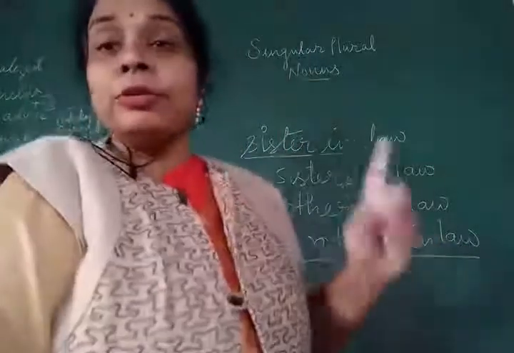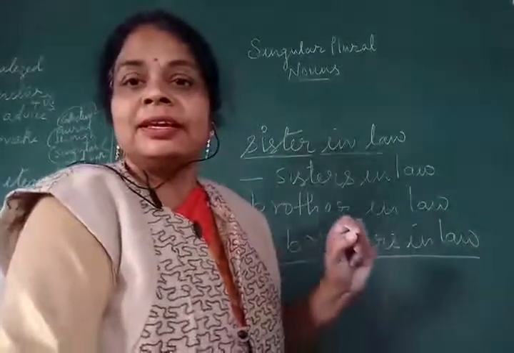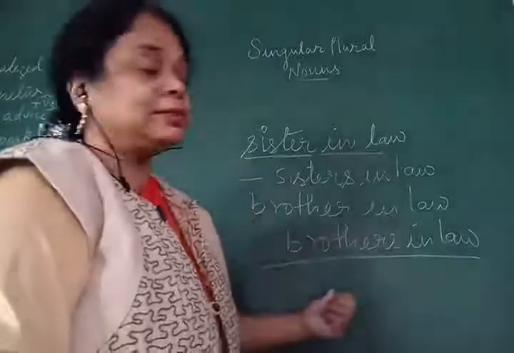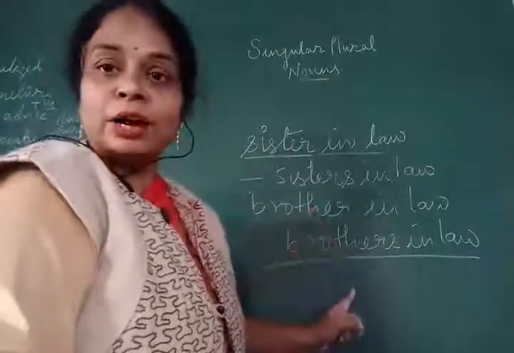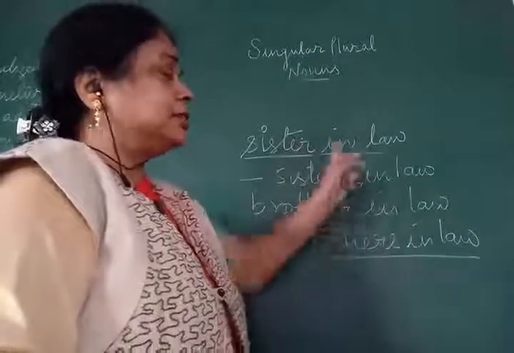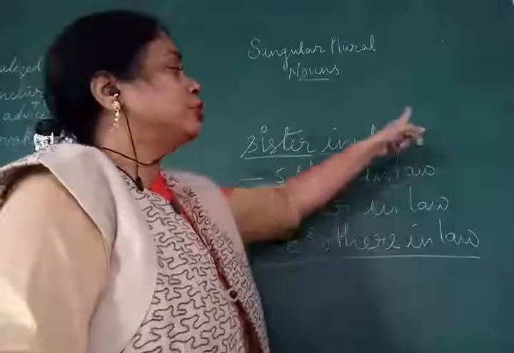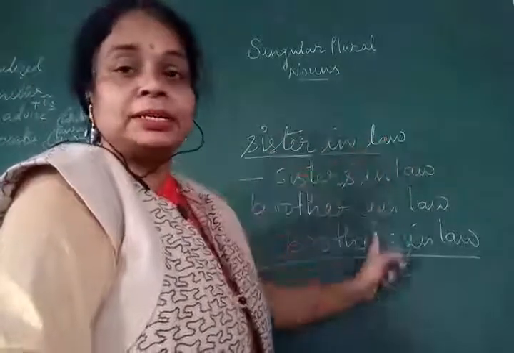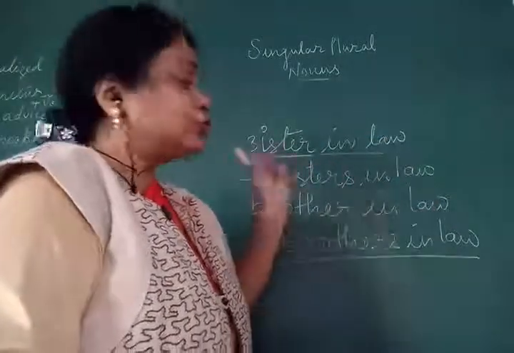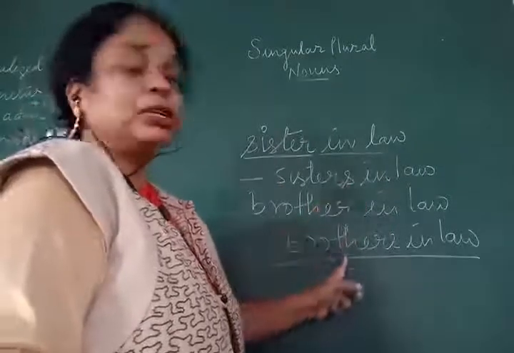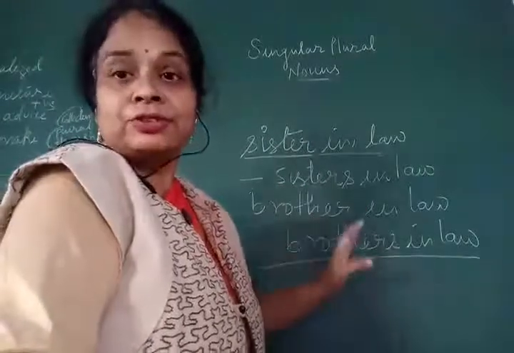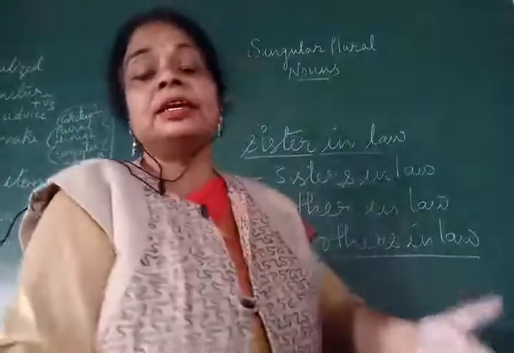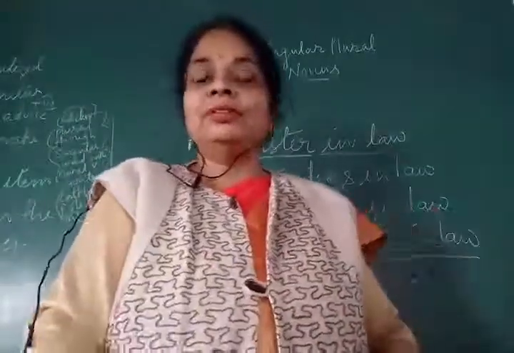Okay? Now don't get confused in possessive noun and plural. I told you in possessive noun, when you change these words to possessive form, you are going to add apostrophe at the end. Sister-in-law's, brother-in-law's. Here when you change to plural form, you are going to add s to the main word, the first word. Okay? So this is how we change many singular to plurals.